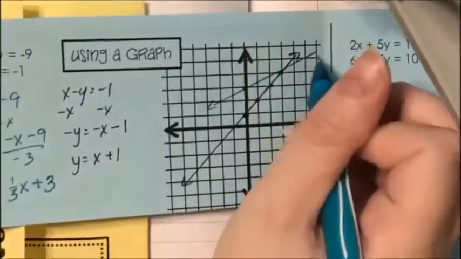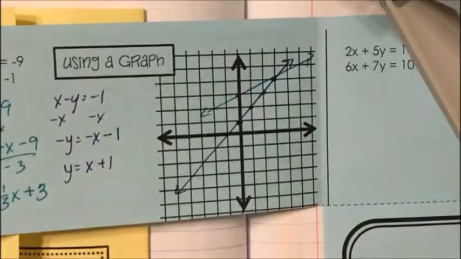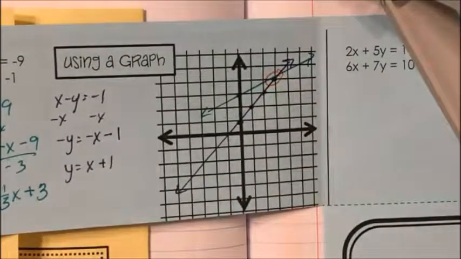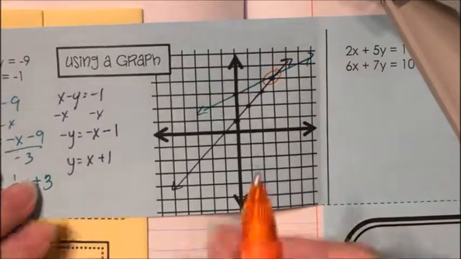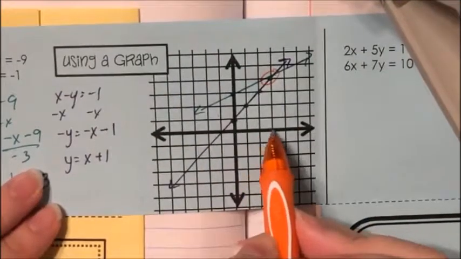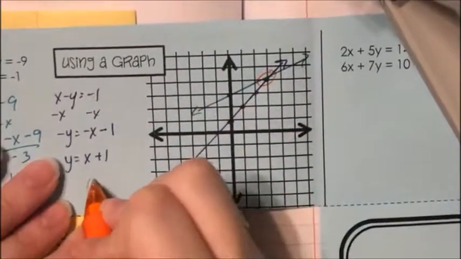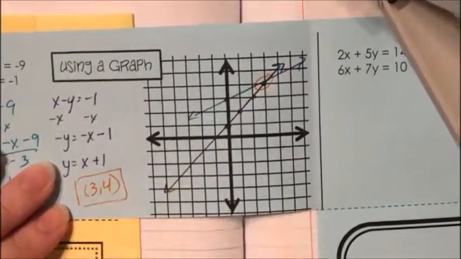So there's my two equations. They do meet at that point. So my solution is 1, 2, 3, 4, comma, 3. Okay, so there is only one solution.